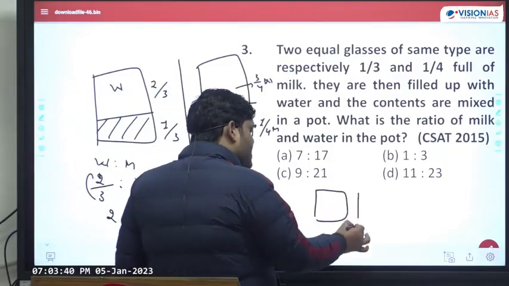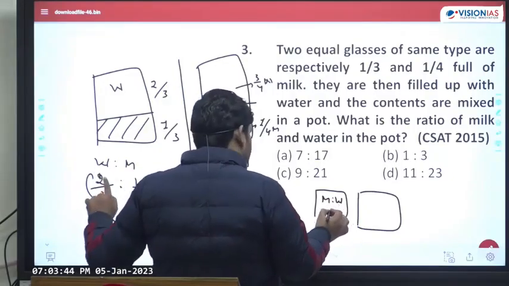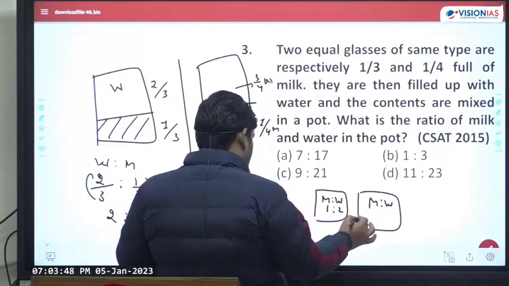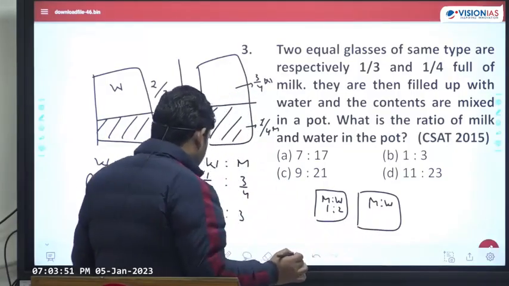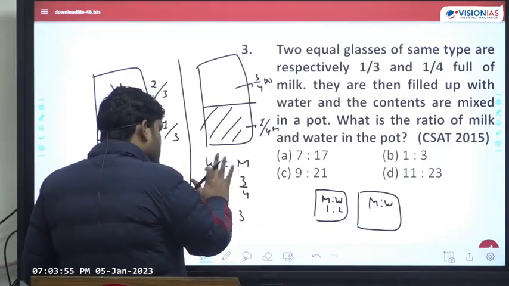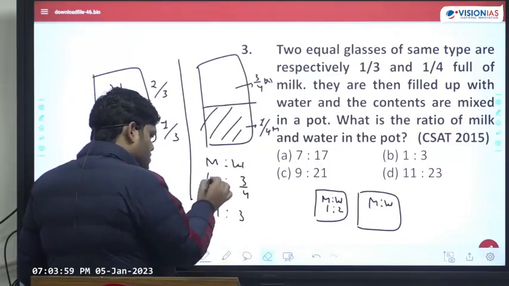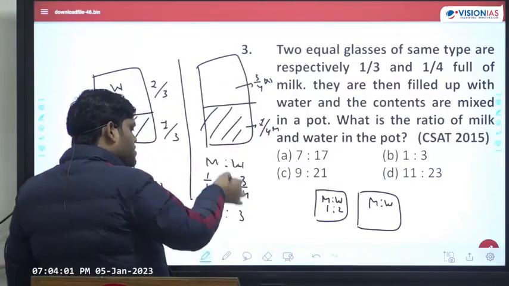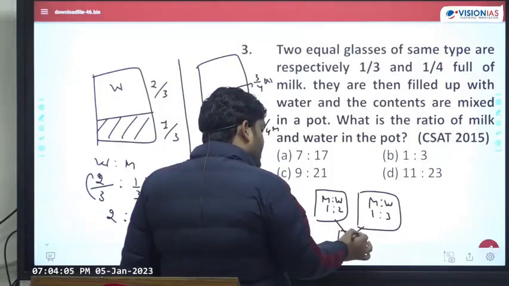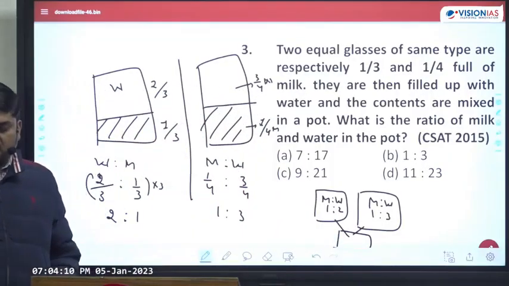If we have two mixtures in which the milk and water ratio is given as 1:2, and in the other, milk is 1/4 and water is 3/4, so milk and water is 1:3. When both are mixed together in equal quantities, what is the ratio? We discussed this in yesterday's class.